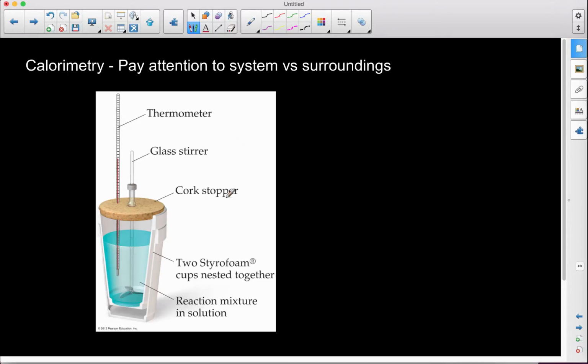So, important things to note here. Thermometer. Calorimetry, or delta H, is what? Heat, where heat is the exchange of energy resulting in a temperature change. Which means that obviously we're going to have a thermometer, because a thermometer is what's going to help us to quantify the amount of heat exchanged.